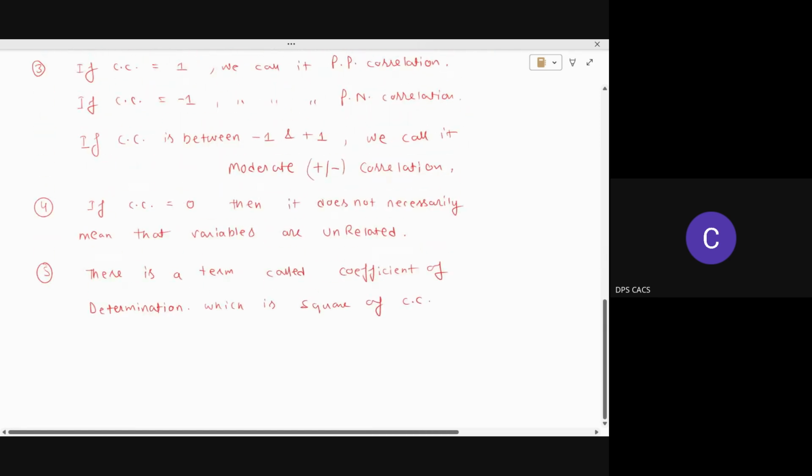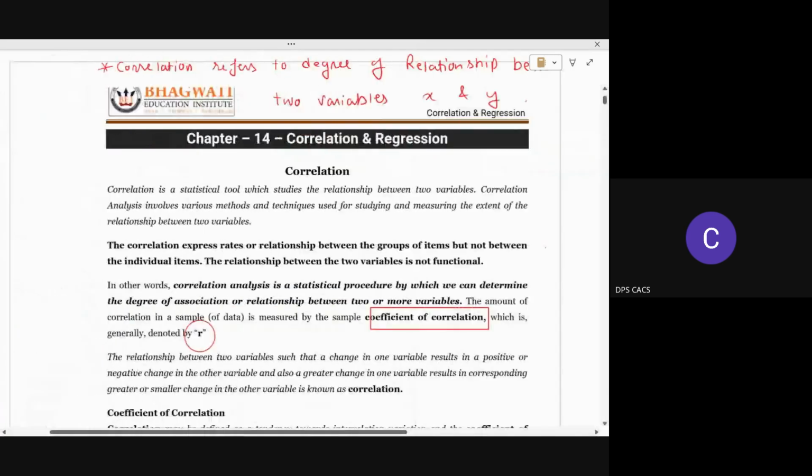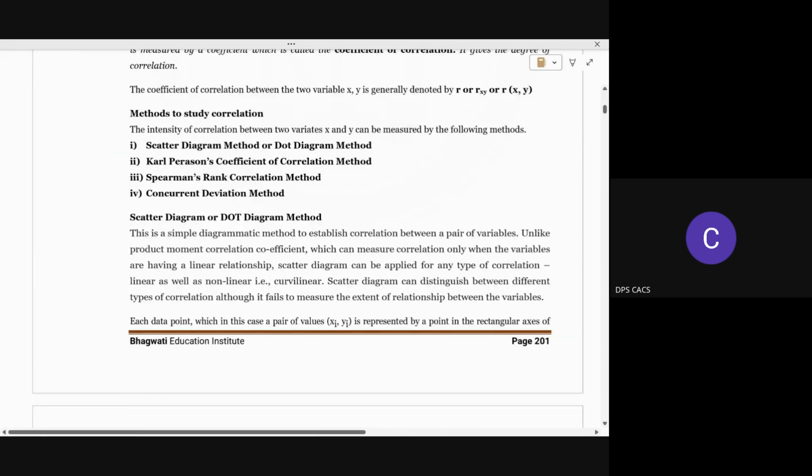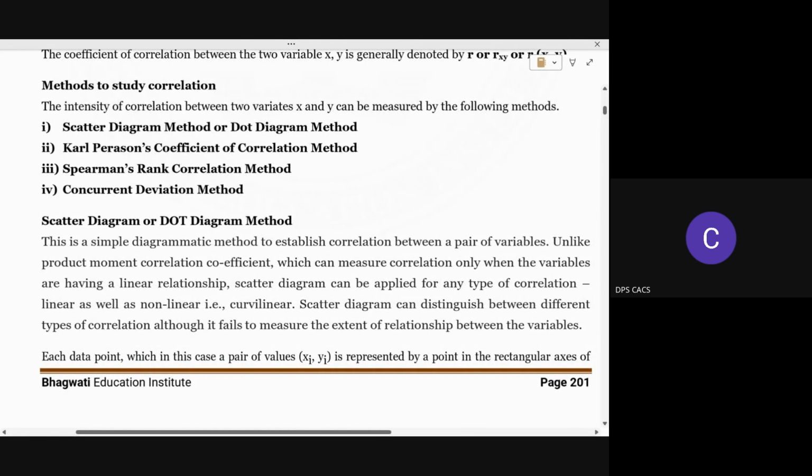Moving to the material again, in page number 1, we have understood what is correlation. There are 4 methods to compute correlation. Method number 1, scatter diagram method, also known as dot diagram method, and it is a pure theory topic. Sums will not be coming from this. It is a graphical method where you draw a dot diagram. So they cannot ask you to draw it because it is an MCQ exam, right? So we will understand this, but only theoretically.